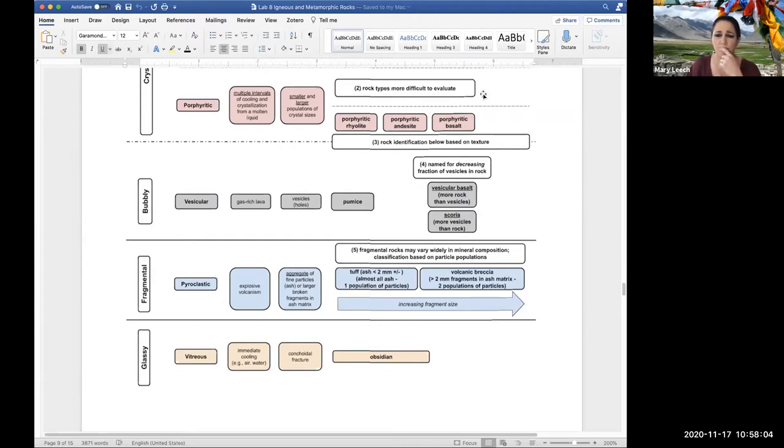Okay. There's another question. For confirmation, is obsidian always felsic? Yes, obsidian, yes, it's got a rhyolitic composition. But I say rhyolitic just because it's like a rhyolite. It's not actually a rhyolite, it's all glass. Rhyolite has crystals in it. They're just very small crystals.